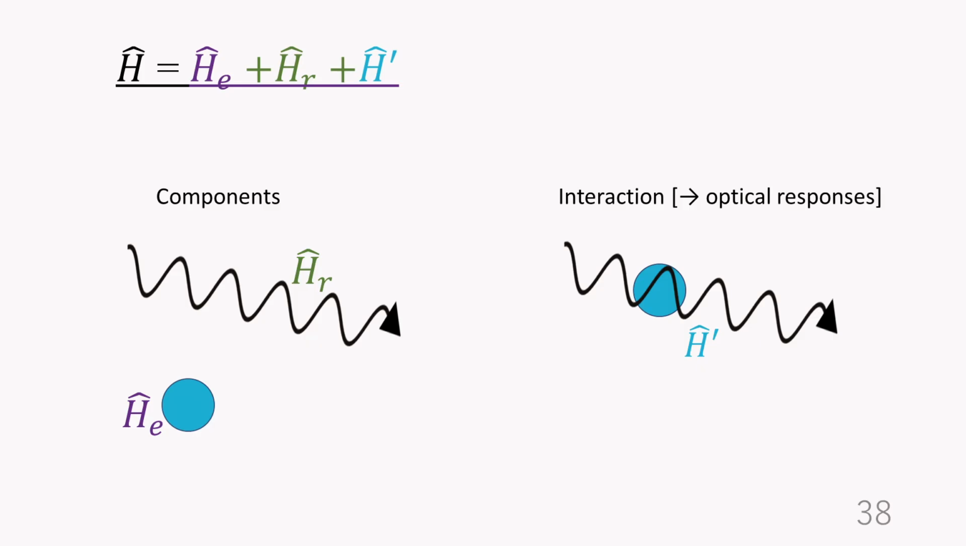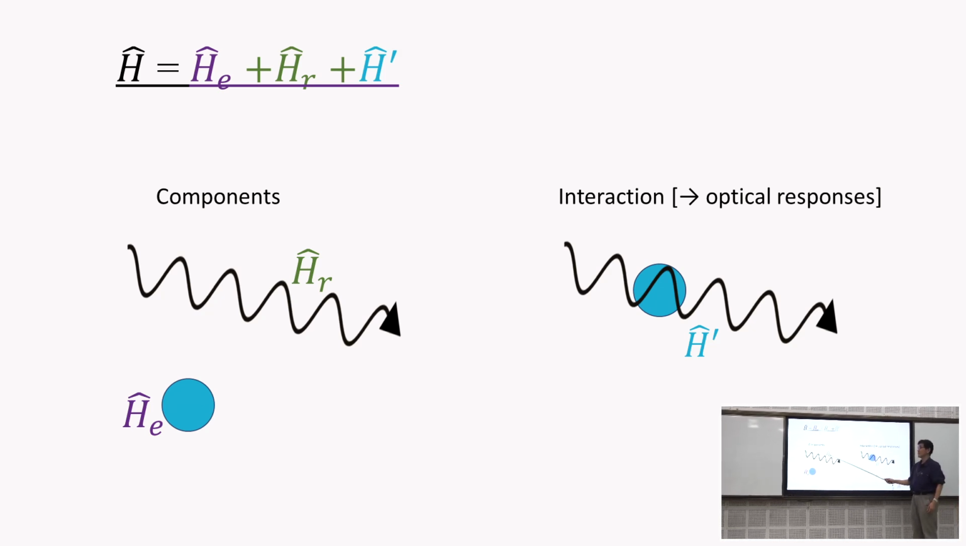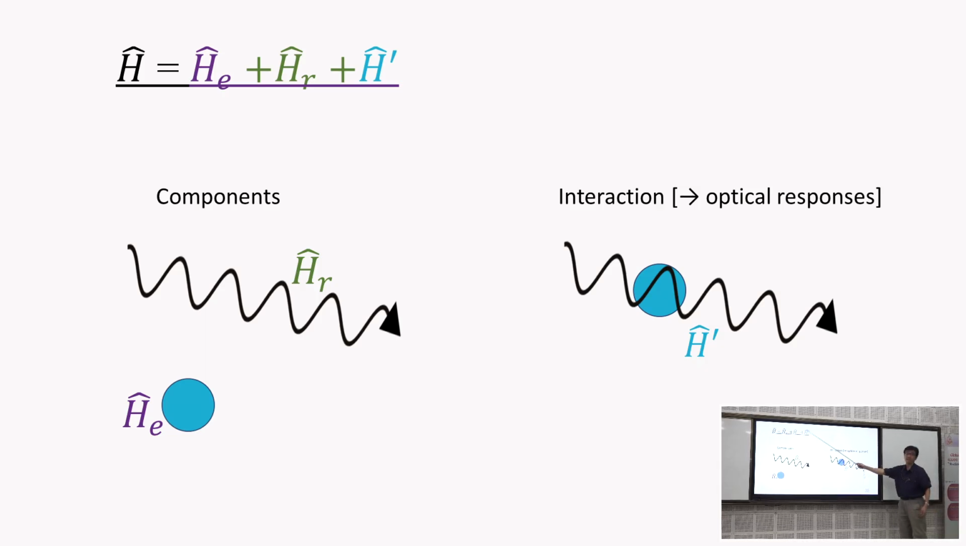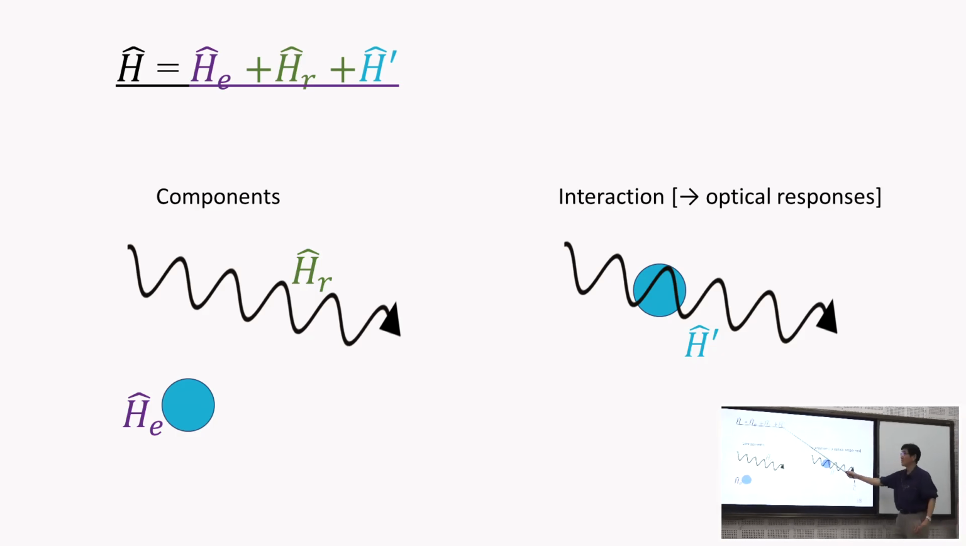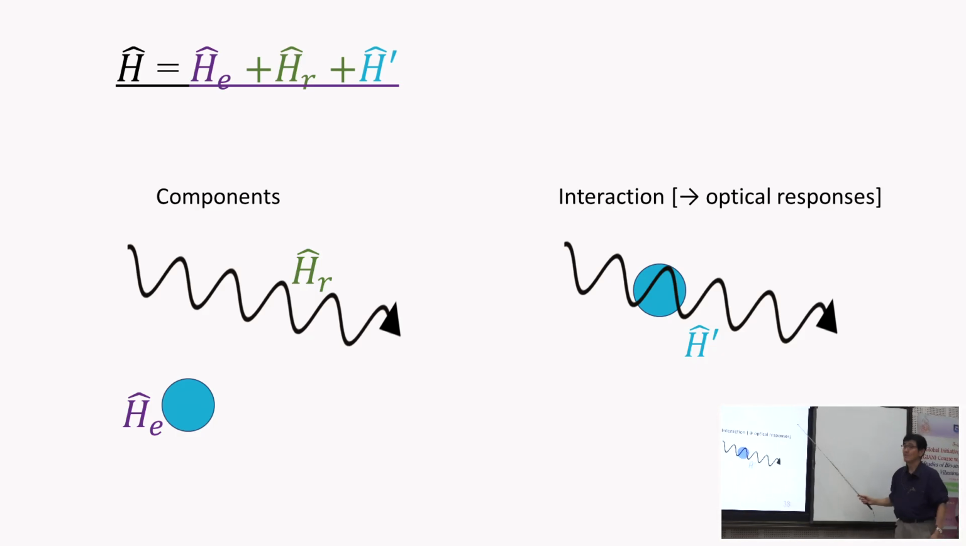Okay, it's the same. Where there is a radiation, where there is a molecule, there are Hamiltonian HR for radiation and HE for the molecule. Okay, interaction occurs, then we need to consider H prime as an additional term. This is smaller than HE plus HR. So this is treated as a perturbation. And we formulate optical responses.